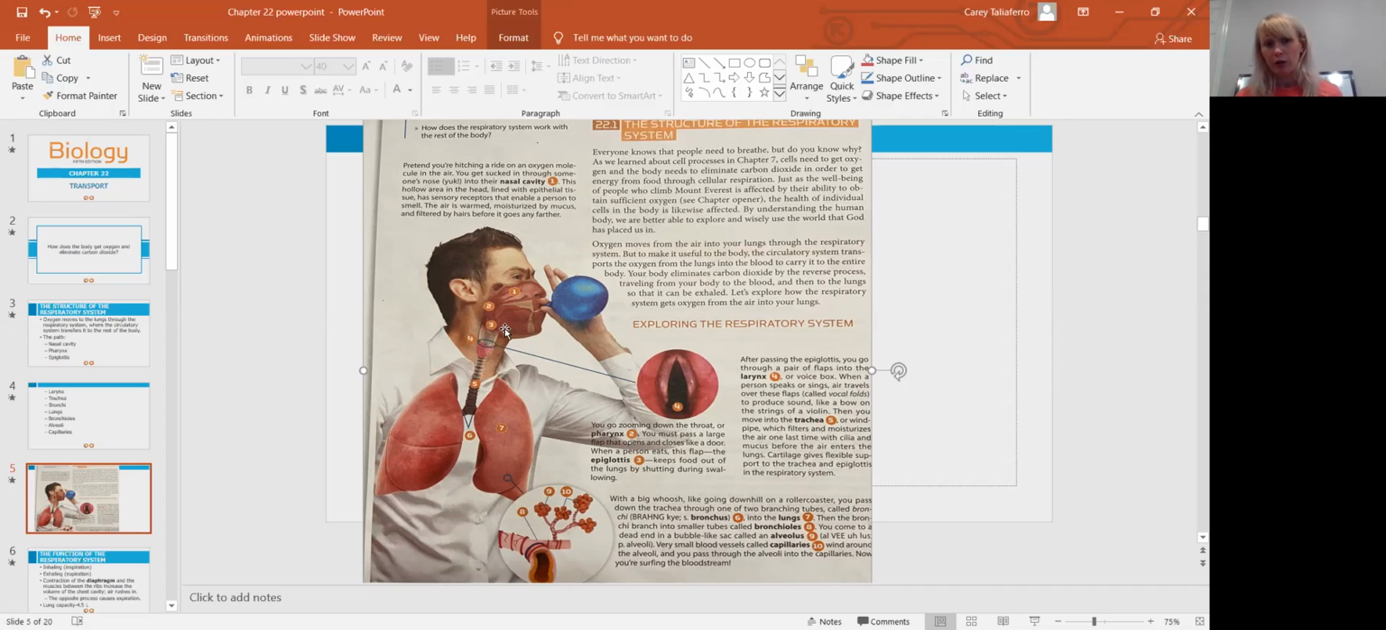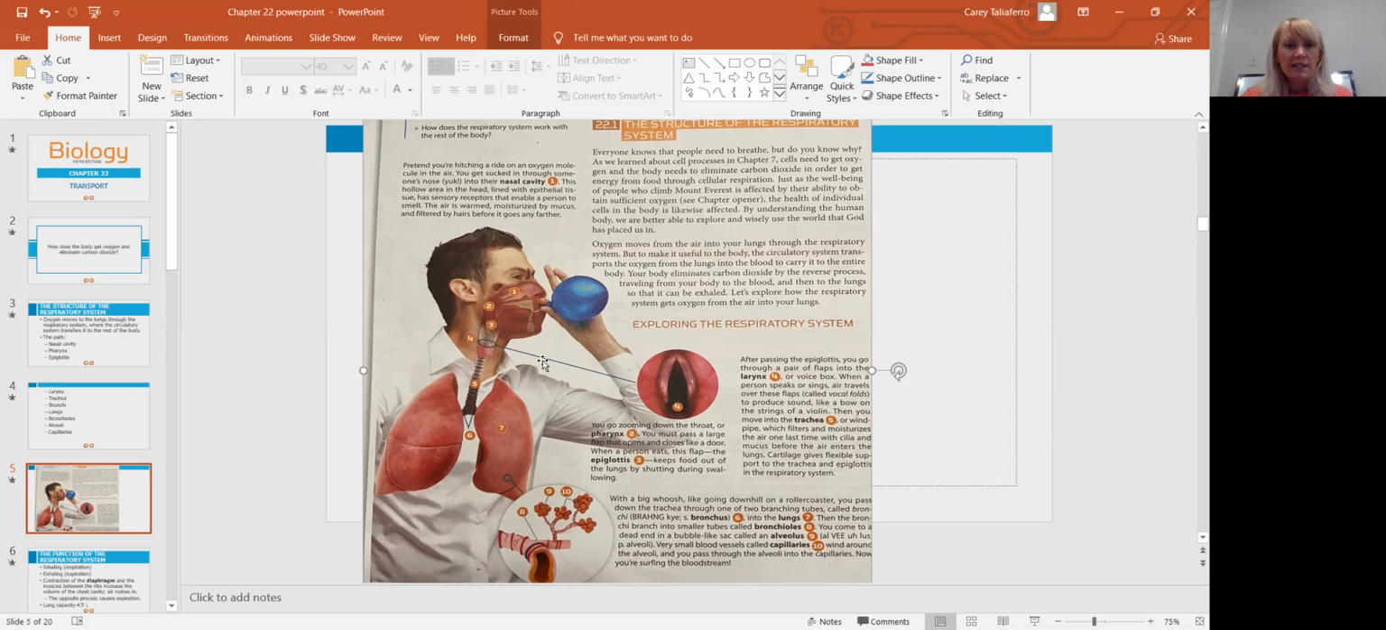It's not the right environment for it. And there's nothing there to help in digestion. And so you would just have a rotting lung if that were to happen. So the epiglottis keeps food from going into your lungs. When you're swallowing, this flap closes, the epiglottis, and food goes down the right pathway into your stomach instead of into your lungs. Very important.